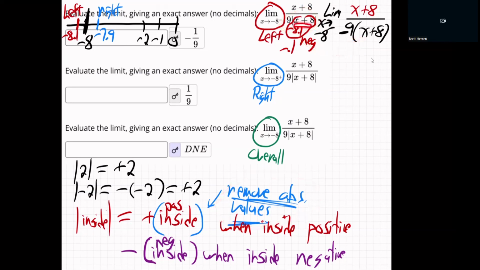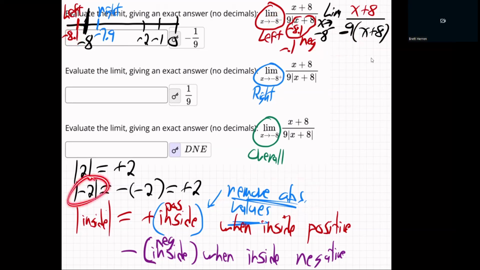I looked inside and said, if I put in something left of -8, like -8.1, it's going to make that inside negative. So I put a negative in the front and changed it to parentheses. That's how absolute values make things positive. Are you understanding that? I'd be glad to talk with you about it if it's not making sense.